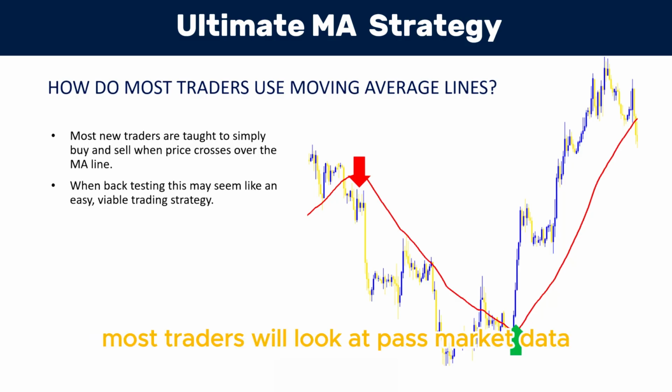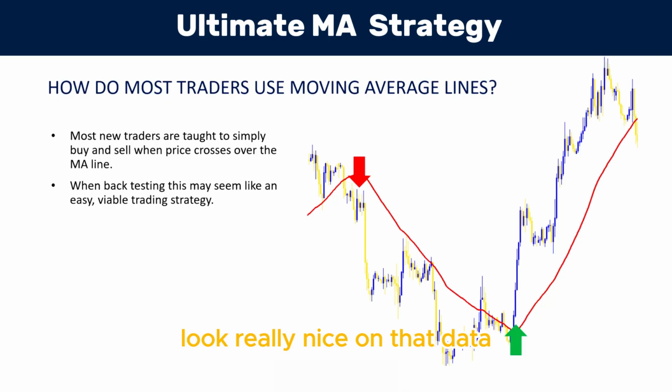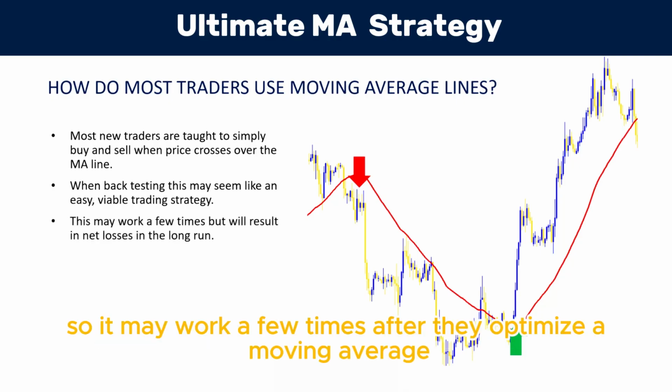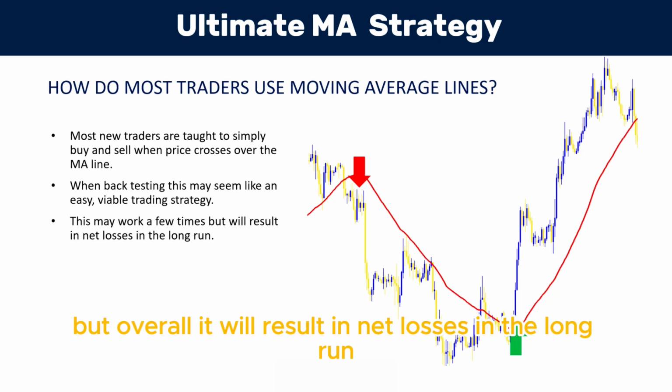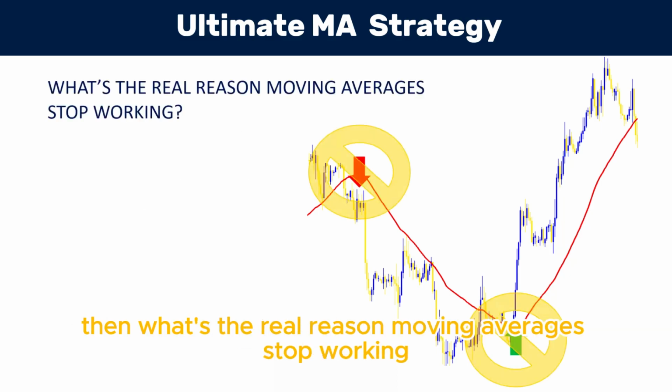When backtesting this, it may seem like an easy, viable trading strategy. Most traders will look at past market data. They'll basically custom fit a moving average to look really nice on that data and think this is going to work going forward. So it may work a few times after they optimize the moving average, but overall, it will result in net losses in the long run. So if that's the case, then what's the real reason moving averages stop working?